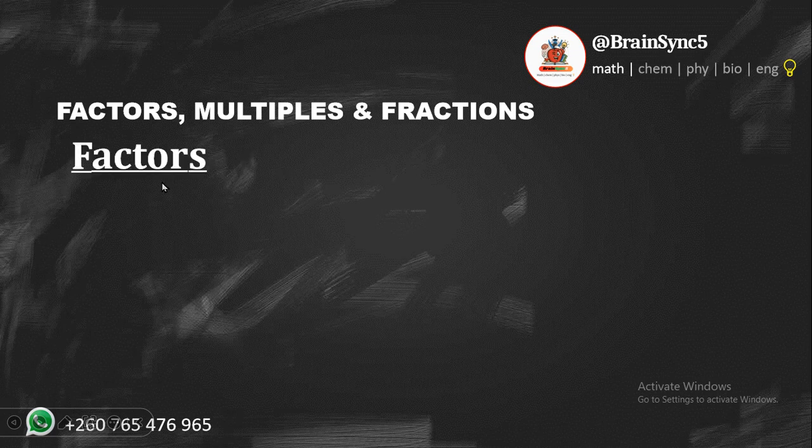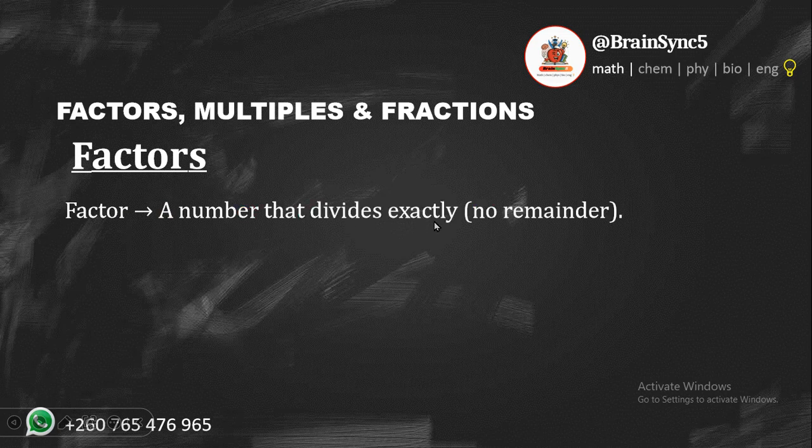Factors are numbers that divide exactly, with no remainder. So when you start looking at factors, we are talking about numbers that can go into a specific number that you are given without leaving a remainder. Let me give an example of 12. When they say find the factors of 12, they are telling you to find numbers that can go into 12 without leaving a remainder.